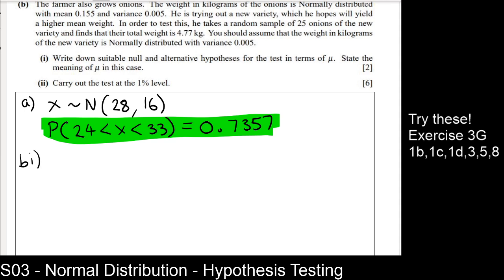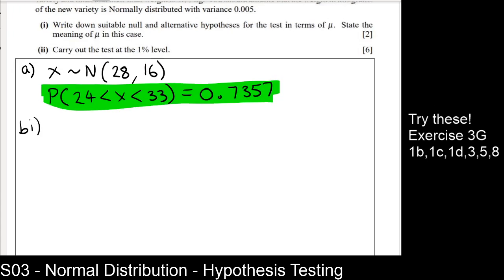So we just simply get that from normal CD on our calculator: lower limit 24, upper limit 33, then mean of 28, and standard deviation, remember, of 4, not 16. The variance is 16, so the standard deviation is 4.